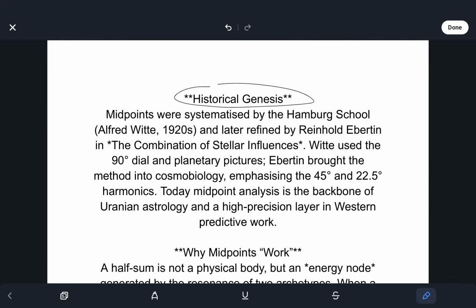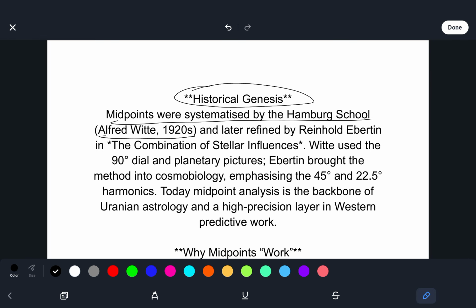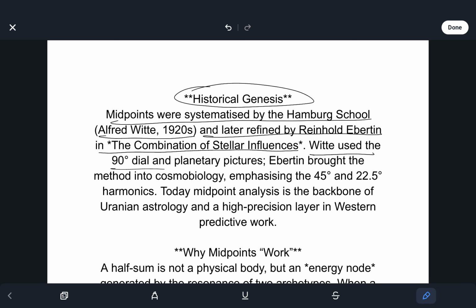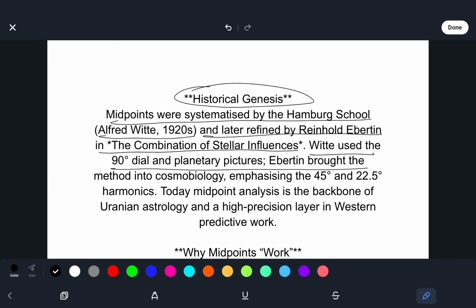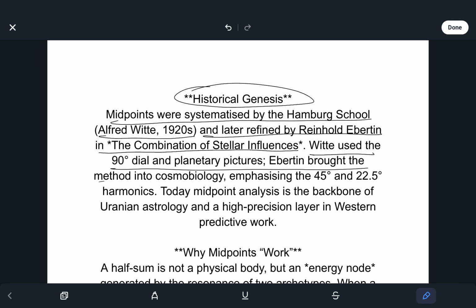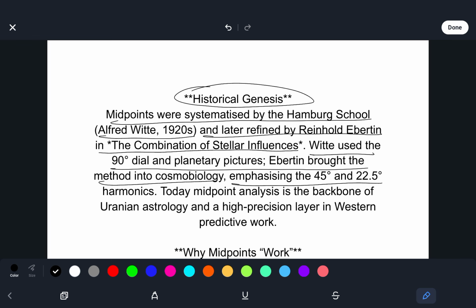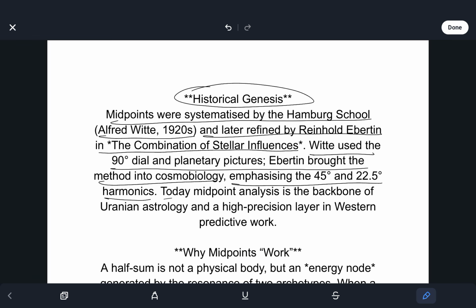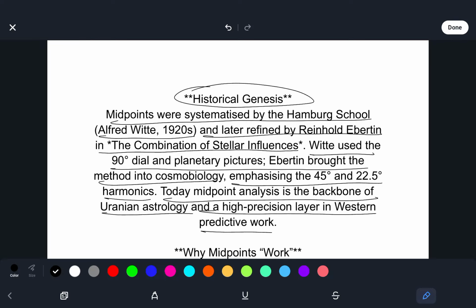We have our historical genesis. Midpoints were systematized by the Hamburg School and later refined by Reinhold Ebertin and the combination of stellar influences. Witte used the 90 degrees dial in planetary pictures. Ebertin brought the method into cosmobiology, emphasizing the 45 degrees and 22.5 degrees harmonics. Today, midpoint analysis is the backbone of Uranian astrology and a high-precision layer in Western predictive work.